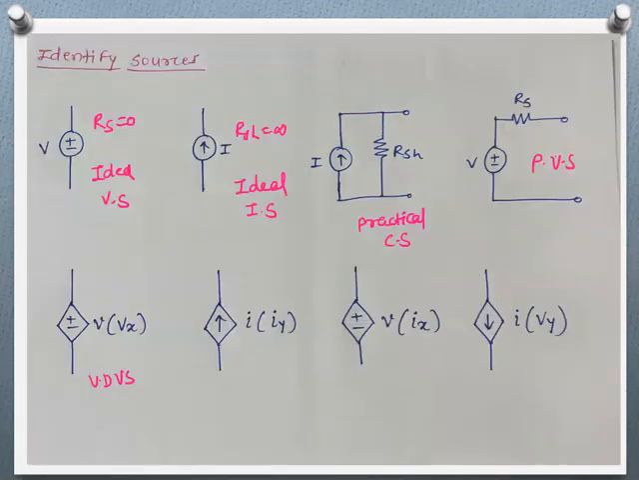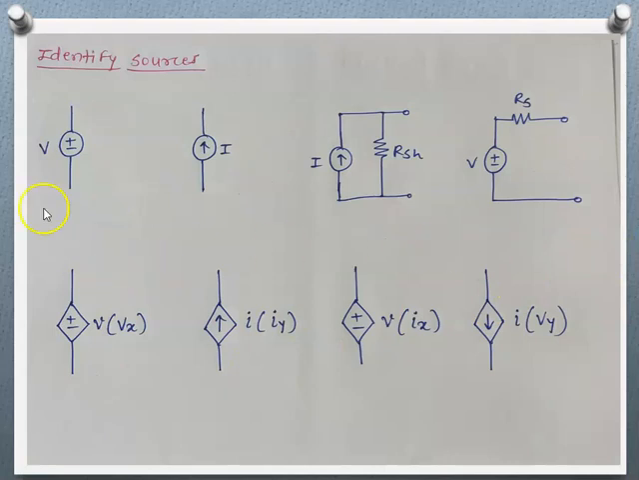Let's take one task here. The question is: identify the sources. Here symbols are given and we have to identify the sources. As we know, the circle indicates independent sources. So these 4 are independent sources, and diamond represents dependent sources. So these 4 are dependent sources.